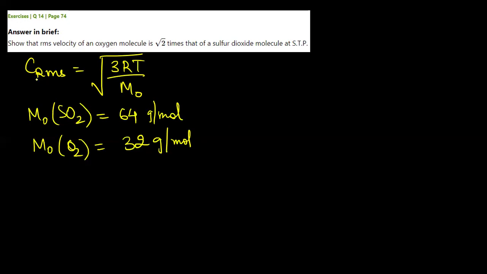So what do you see? You see that RMS velocity is inversely proportional to the root of molecular mass, right? Because 3R and T is the same. 3R and T will be constant in both the cases. We just need to compare.